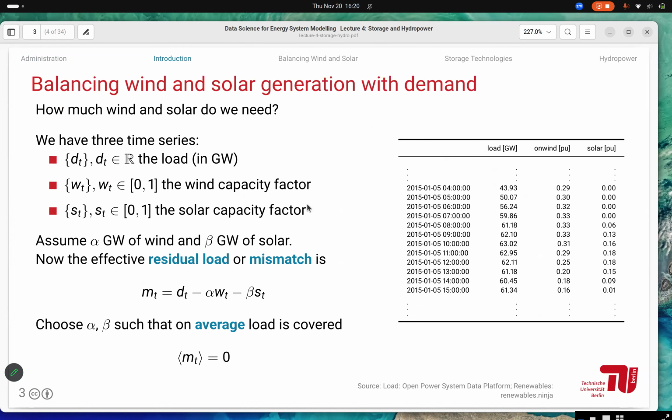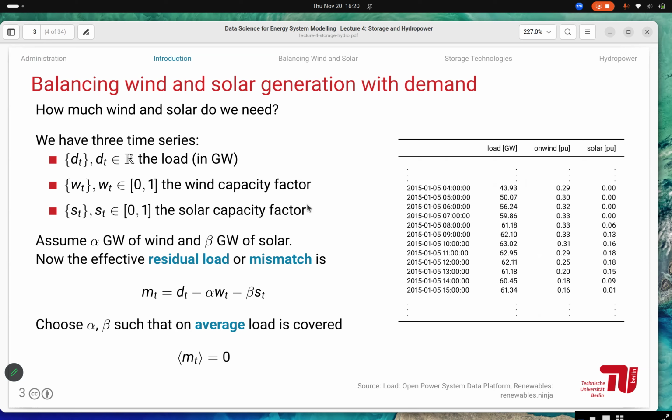And now it's time to dive right back in. And I'll start with something that in some way we've already worked with quite a lot. On the right-hand side, you see a table with a load time series given in gigawatts, an onshore wind per unit capacity factor time series, and a solar per unit capacity factor time series. So that's nothing really new.